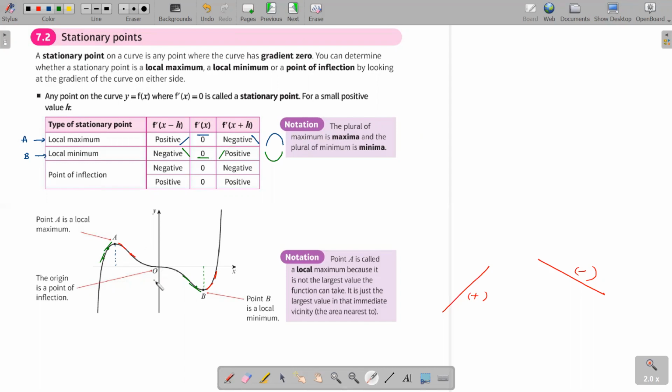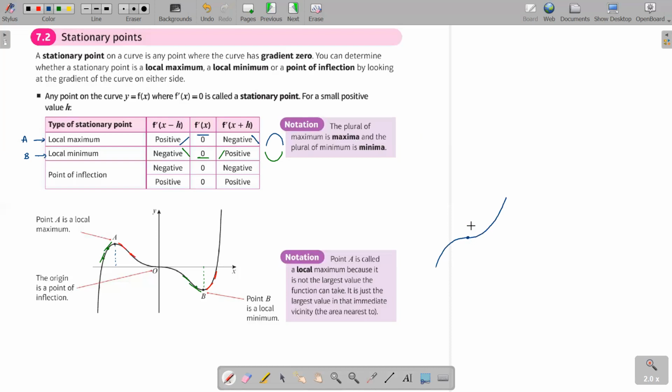Now, can you look at this point O? At the point O, this is the origin. So at a point of inflection, children, what happens is, when the gradient is 0, basically your tangent, your curve becomes parallel to the x-axis, right? So in a point of inflection, let me draw and show you. This is something called the point of inflection.